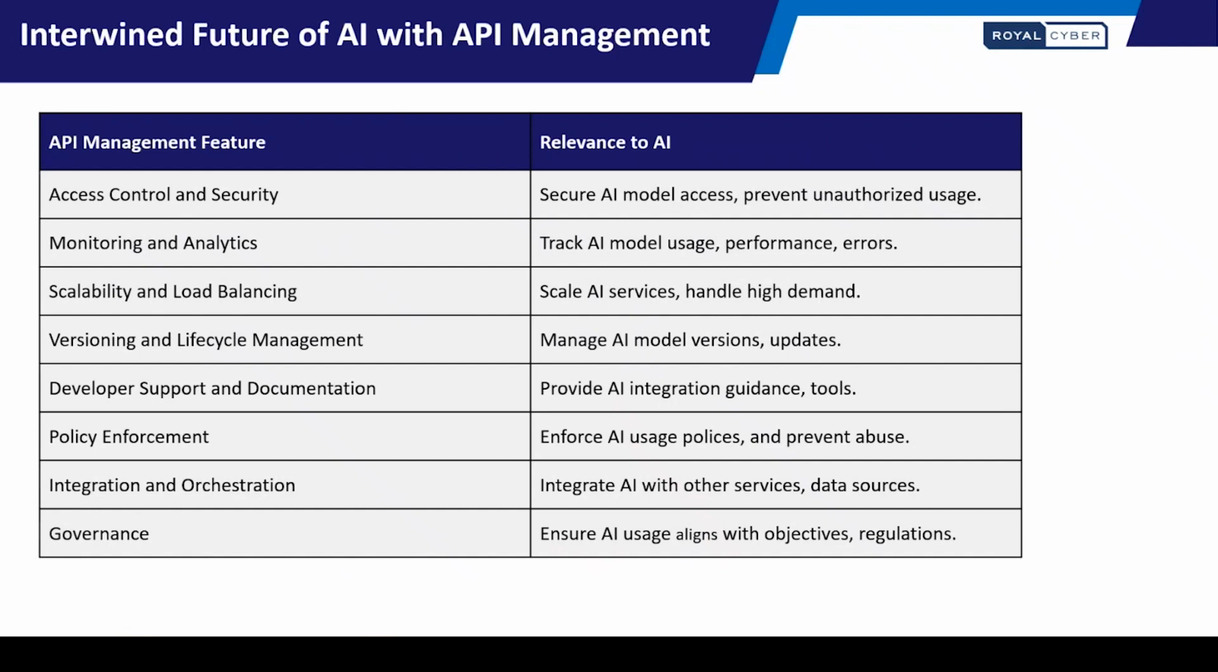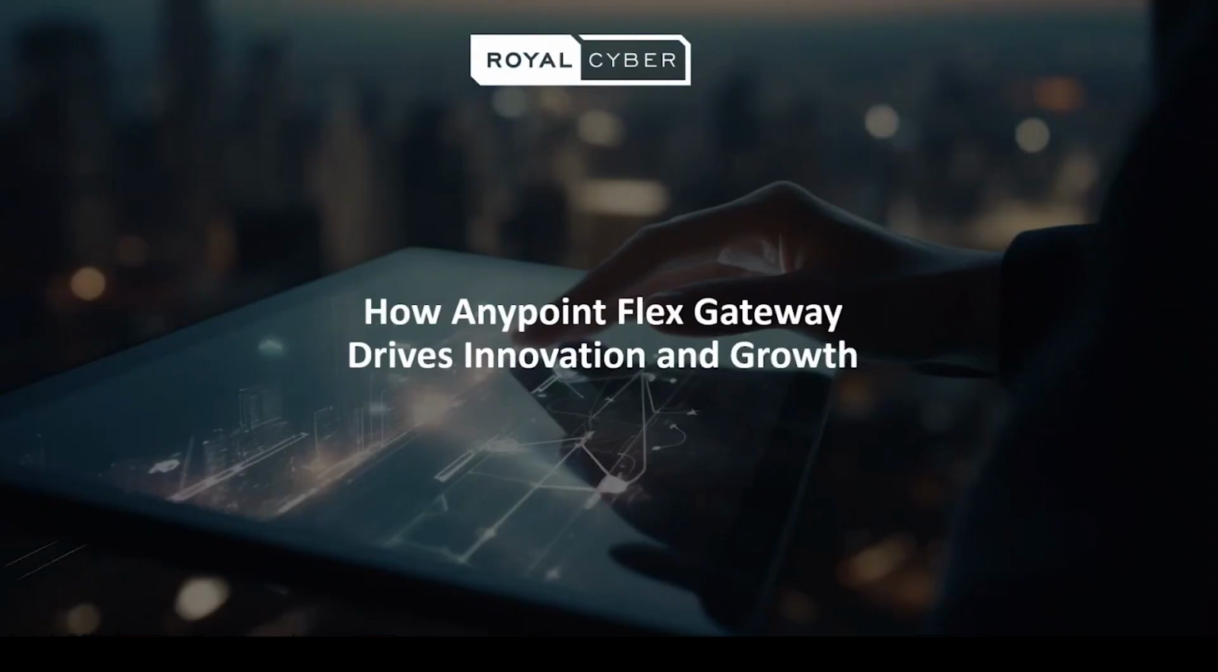In summary, API management is crucial for ensuring that AI services are secure, scalable, and easy to integrate and maintain. It provides the necessary infrastructure to manage the complexities of AI deployment, making it possible to leverage AI technology effectively in various applications. By addressing security, scalability, monitoring, and developer support, API management ensures that AI services can deliver reliably and efficiently. The gateway fosters innovation and growth by enabling better AI integrations.